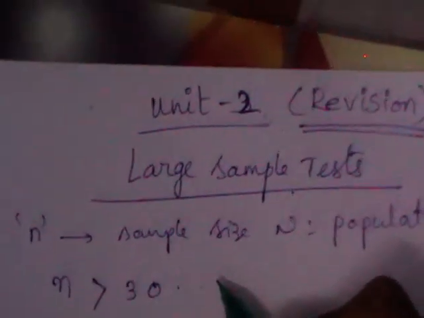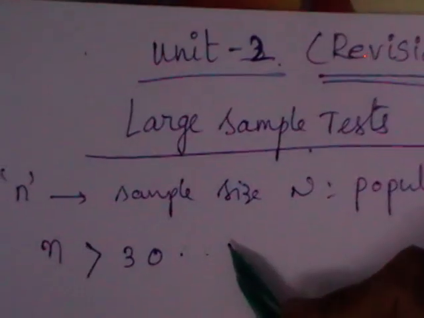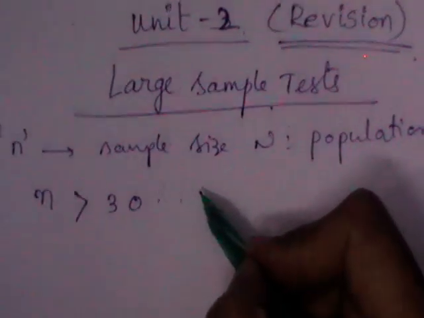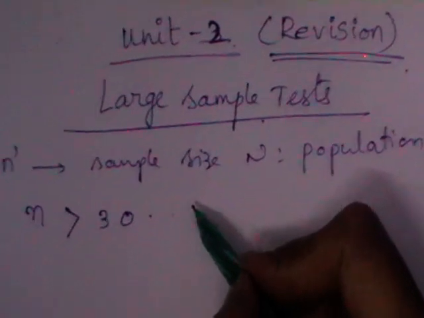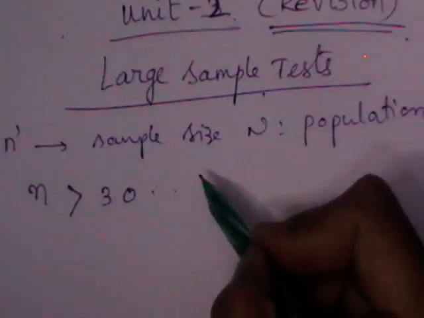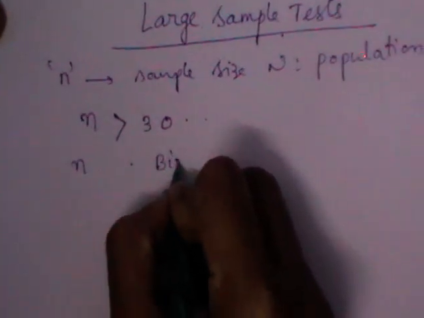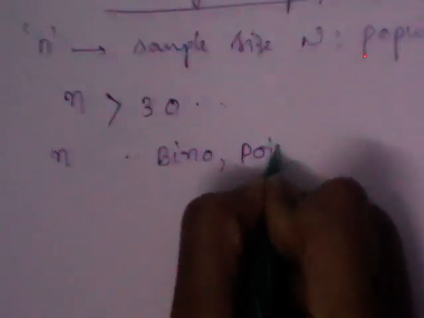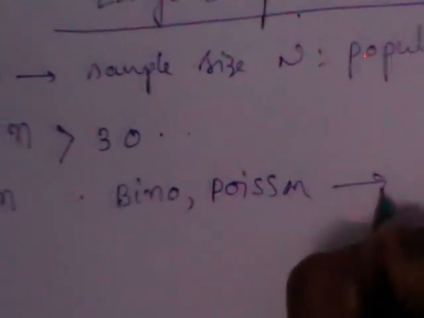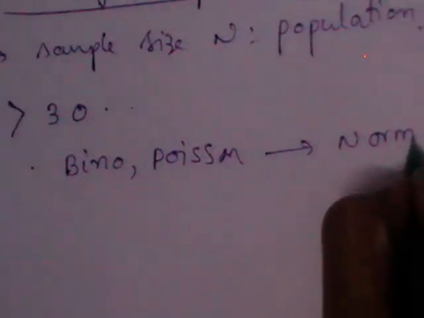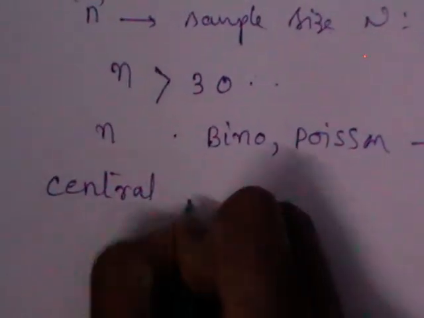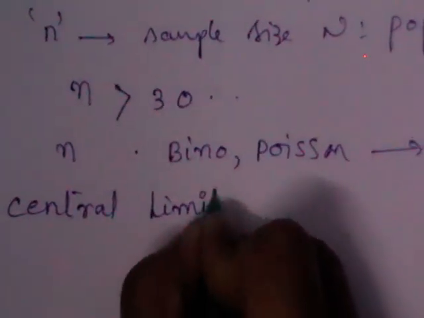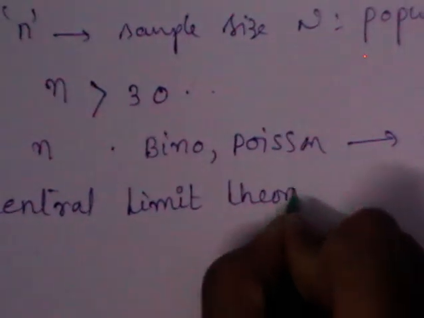So we know that whenever n is very large, all the distributions, say binomial, Poisson, and all these, tend to normal distributions. As n is very large, either binomial or Poisson or any other distribution will approach the normal distribution. So here we are going to make use of the central limit theorem to make the decision to accept or reject the null hypothesis.